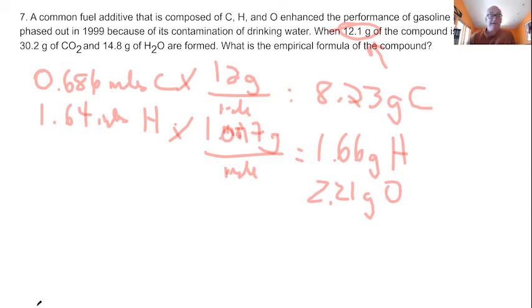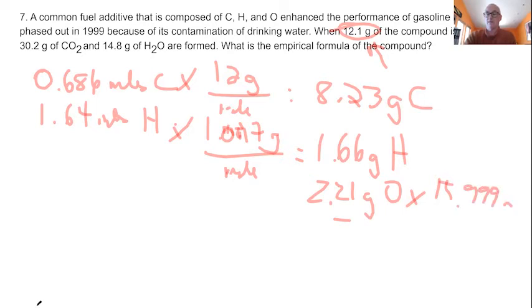Now I need to figure out how many moles of oxygen I have, because then when I have moles of carbon, I have moles of hydrogen, I have moles of oxygen, I can figure out what the ratio is. So this is my grams of oxygen. I want moles of oxygen. Remember, I want moles of oxygen atoms. I don't want moles of oxygen molecules, because it's atoms of oxygen in this molecule.